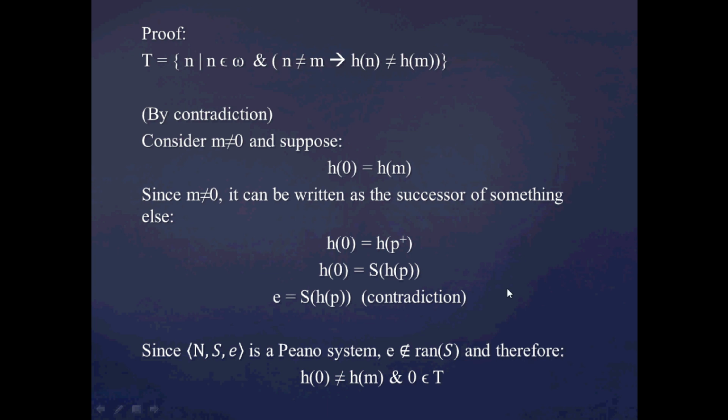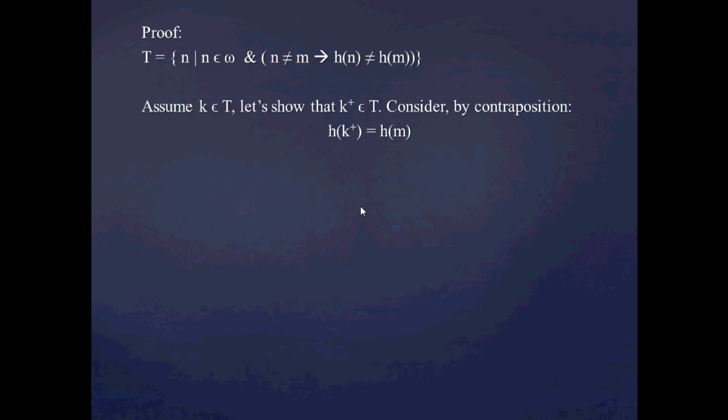And therefore we conclude the opposite, the negation of this statement, that h of 0 is not equal to h of m. And since I've shown that m being different from 0 implies that h of 0 is not equal to h of m, 0 is in the set T. Now let's move on to the next phase of a proof by induction. Let's assume that some natural number k is in the set T. Let's show that that implies that k plus is in T.